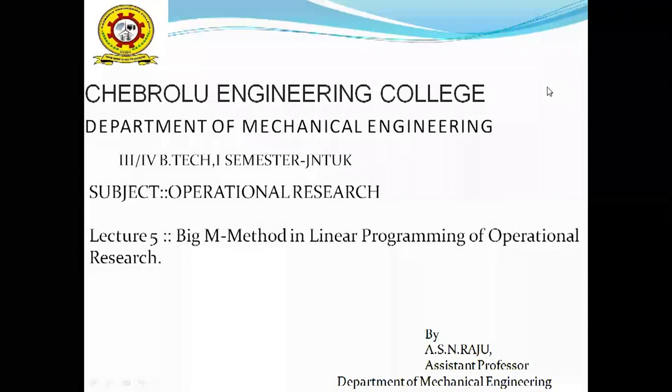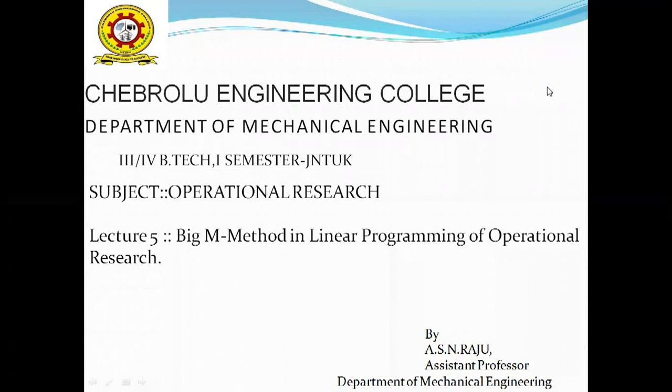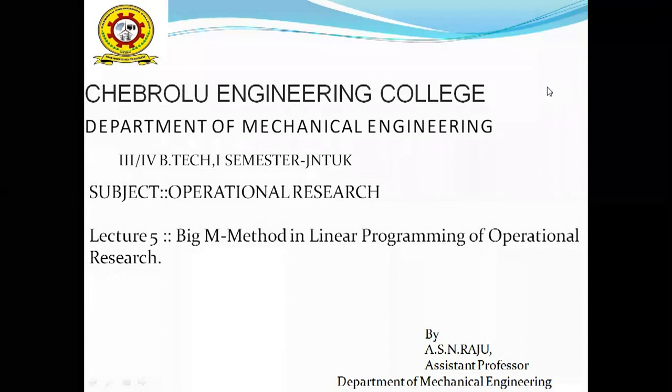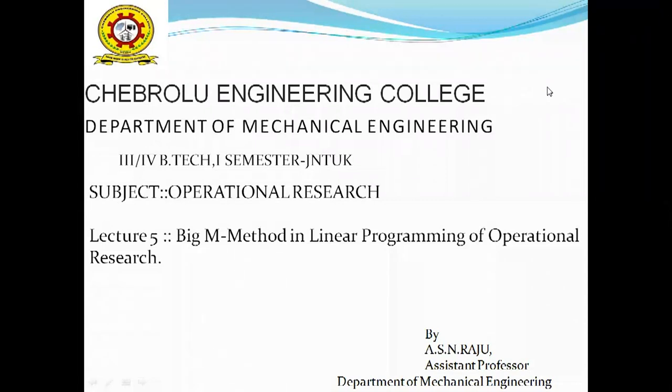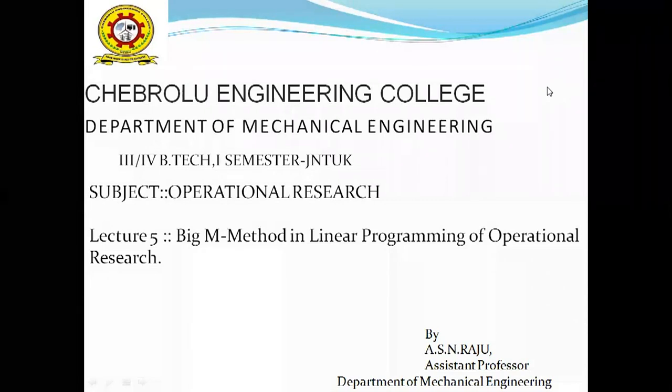We have discussed linear programming, and in today's class we will discuss the second method in linear programming of operational research. The second method is the Big M method in linear programming. The name specifies the Big M method.